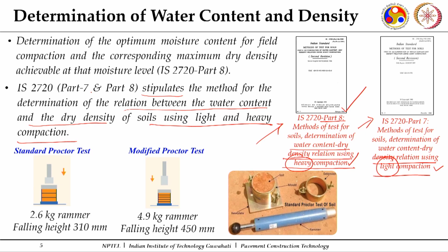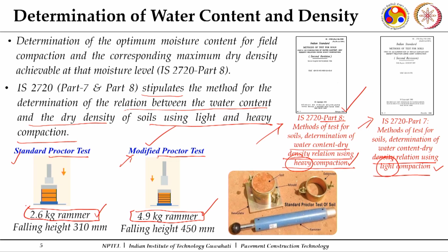If Parts 7 and 8 both are there, you can see what you require normally for doing this test at the laboratory. You will have cylindrical molds of different sizes. They can be of 10 centimeter diameter, 15 centimeter diameter. You need a compactive effort, which will be in terms of different rammers for heavy compaction. This test is very frequently referred to as the Proctor test also. If there is light compaction, we call it the standard Proctor test, and if it is heavy compaction, we call it the modified Proctor test. So, in heavy and light compaction, one major difference will be in terms of the rammer weight.